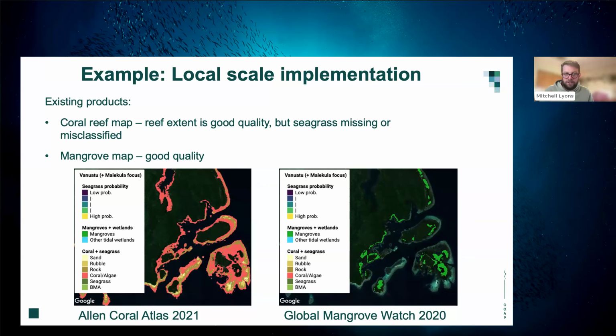This is an example in Vanuatu where you can see on the left there, the Allen Coral Atlas product. And this is a really good example of seagrass being missed in a coral reef environment. So according to that product, if you were using it, you would think that that's all coral in that red environment that you see. We know this to obviously not be the case, but based on a smaller scale or local scale project, we've got some mangrove information there too, which is pretty good.